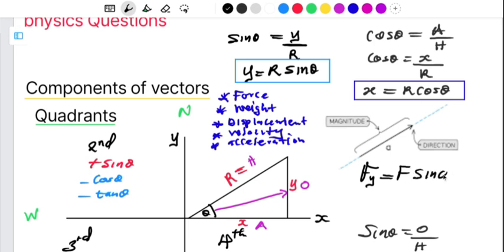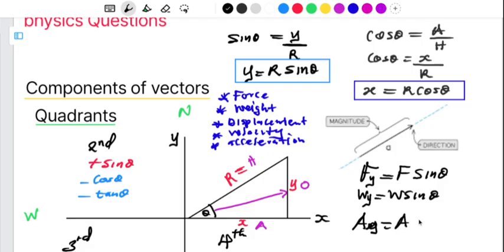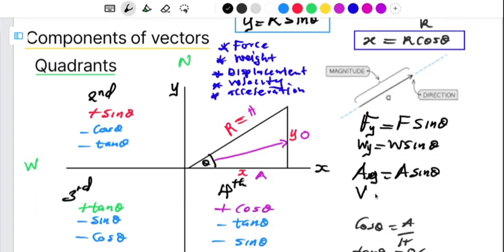Similarly, when you talk of weight, you say Wy, which is going to be equal to W sine theta. When you talk of acceleration, the same thing: you write ay, which is going to be equal to capital letter A sine theta, and so on. Then when you talk of velocity, it's going to be Vy, which is equal to V sine theta, and so on, whichever vector you're looking at.